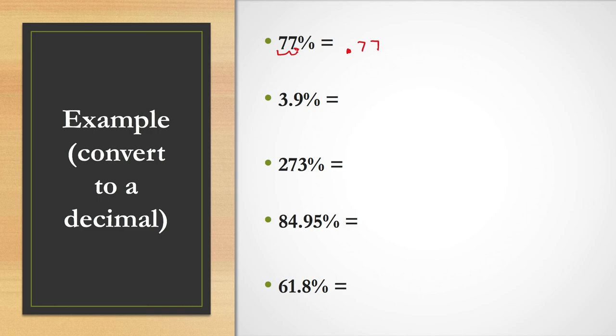Now, if you prefer the other method, then what you would be doing is you would go to your calculator and you would type in the 77 and you would press your divided by key and you would divide by 100 and that will give you the same answer.